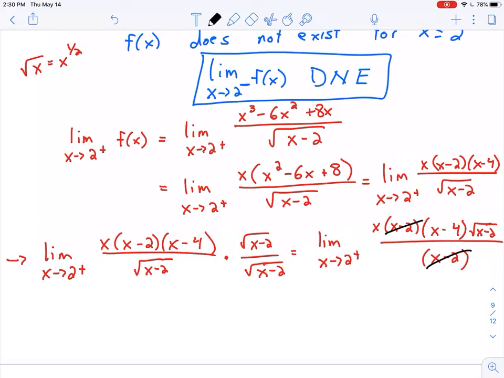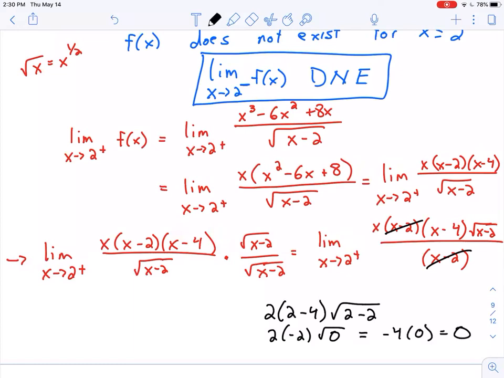So I would be left with 2 times 2 minus 4 times square root of 2 minus 2, which here I've got 2 times negative 2 times square root of 0. Let's see, negative 4 times 0 gives me 0. So this is my right-hand limit. If I wanted to summarize my right-hand limit, I would say the limit as x approaches 2 from the right of f of x is equal to 0.